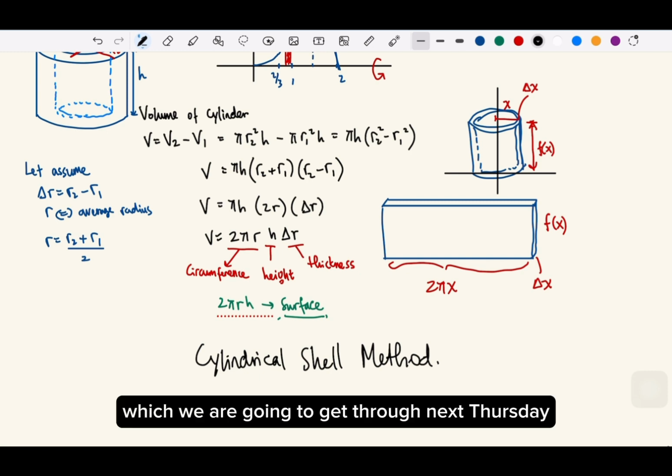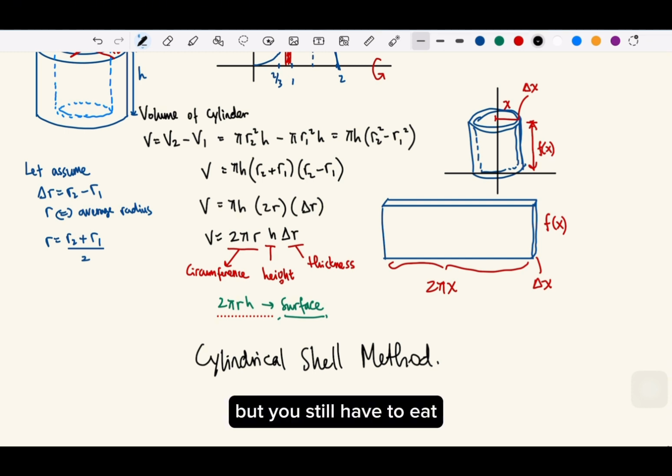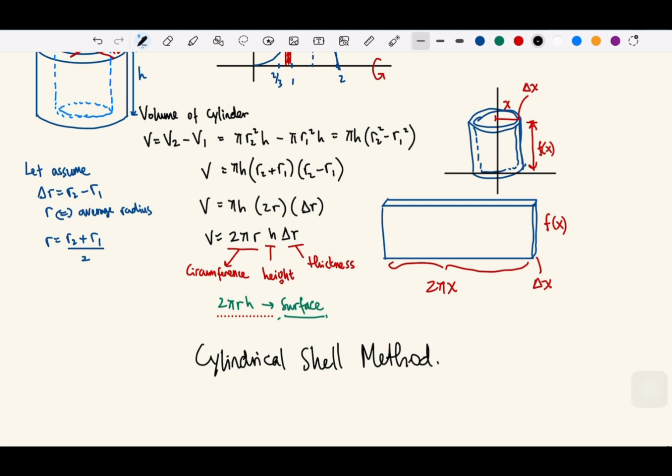Which we are going to get through next Thursday. I think we can finish up on this. Finally. But you still have PA. So sad.